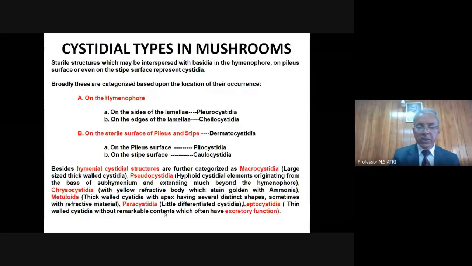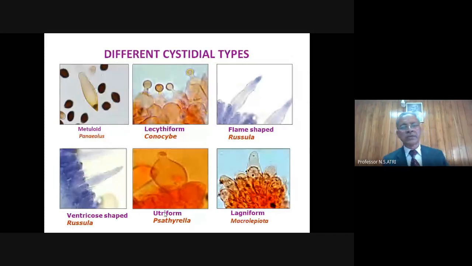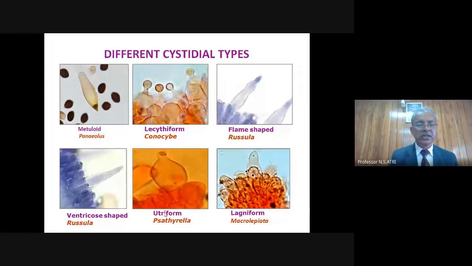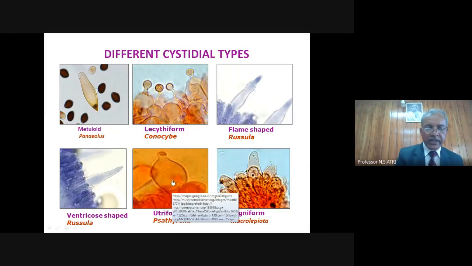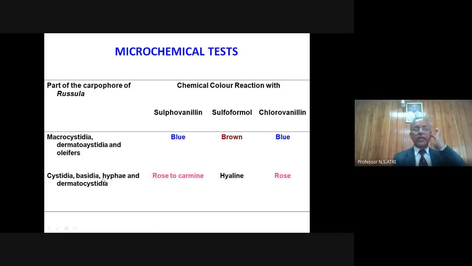If you look at corticoid members, there is still a huge amount of variation as far as cystidial structure is concerned. These are different types of cystidia. In Bolbitiaceae and Pholiota, largely you find lecythiform cystidia in Conocybe. If you get this type of cystidia, straightaway look at Conocybe. You can reach the genus straightaway. If you have utriform cystidia like this, look at Psathyrella. So you have a lot of variation as far as these cystidial elements in the hymenium are concerned.